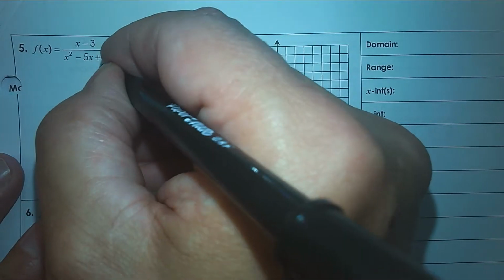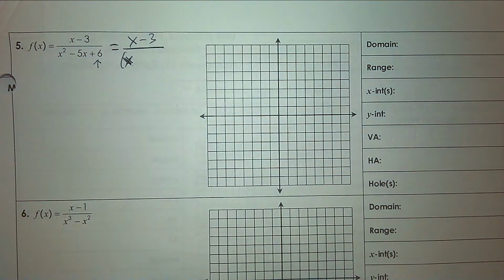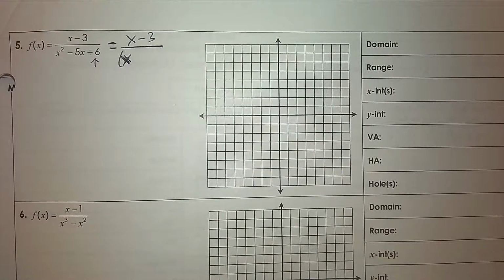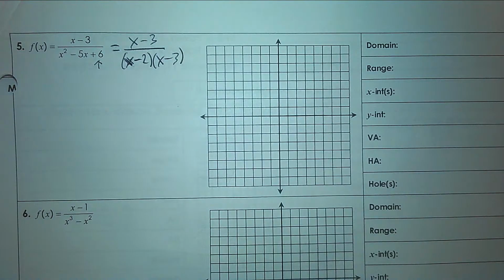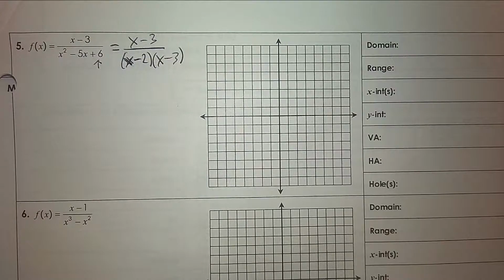So we need 2 numbers that multiply to 6, but they add to 5. Not subtracting. Adding to 5. So what are the numbers then? 3 and 2. So negative 2 and negative 3. Is that right? Does that match? Yes. Good.